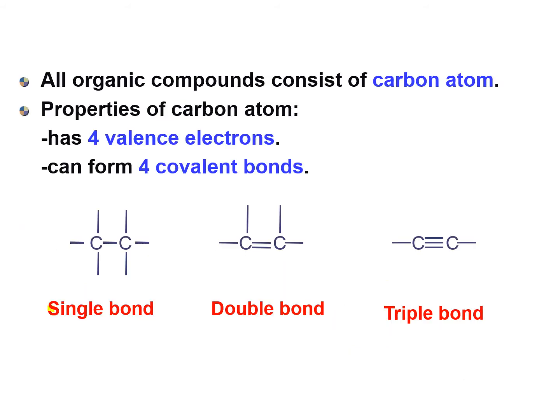Carbon atoms can form single bond, double bond, or triple bond. Carbon has 4 valence electrons, therefore it can form 4 covalent bonds. So you can see that each carbon will have 4 attached bonds to it. 1, 2, 3, 4 attached to this carbon.